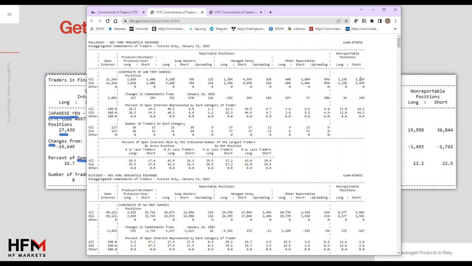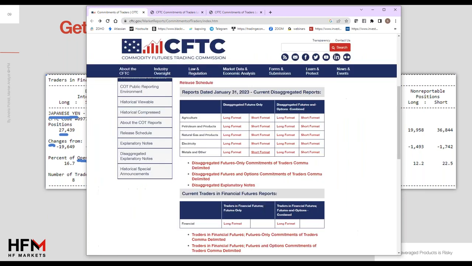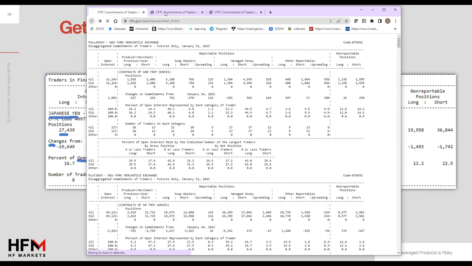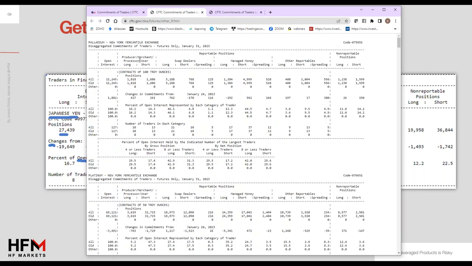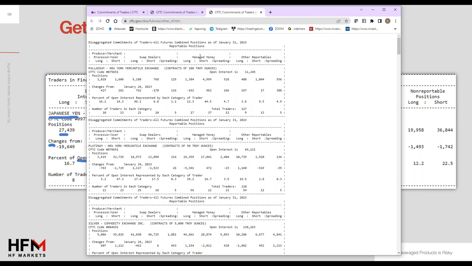So how this report, this disaggregate, can be used. As I said, it provides a breakdown of Tuesday's open interest of futures and options. By the way, in this table over here, this format has options and futures. Sorry, back. Here it was the palladium disaggregate futures only. Over here we have the disaggregate for all futures combined positions as of January 31. So this is like a summary.